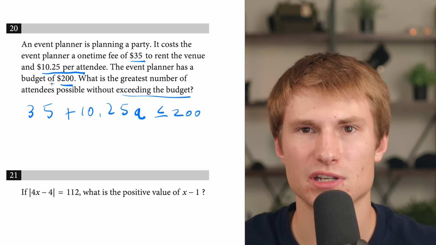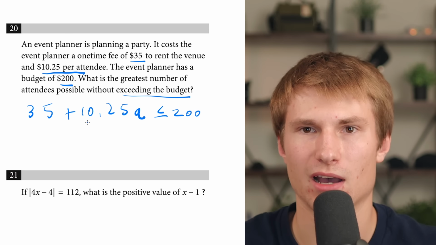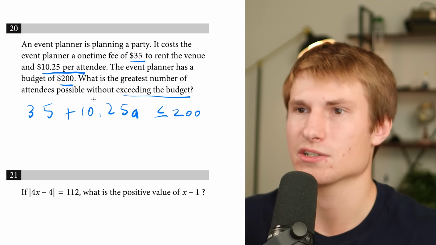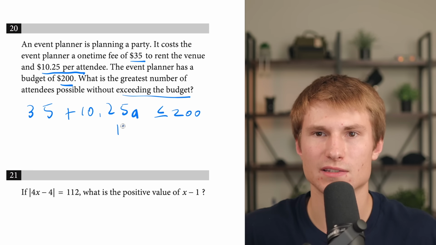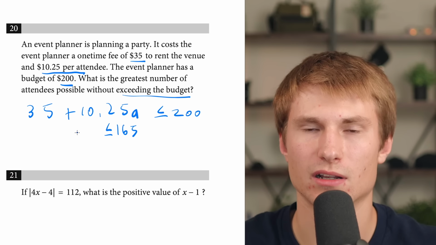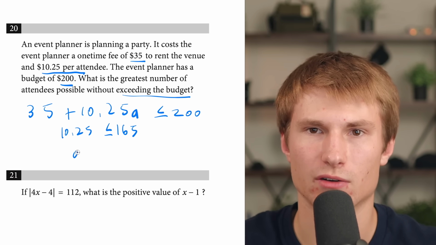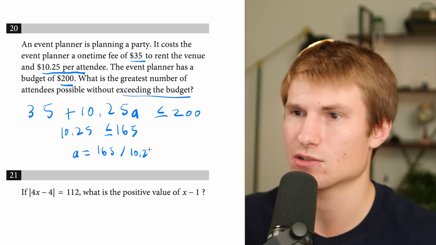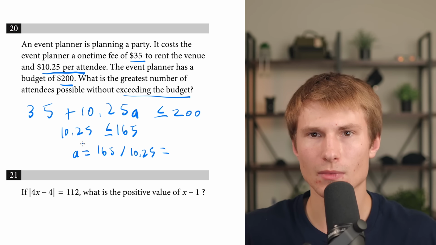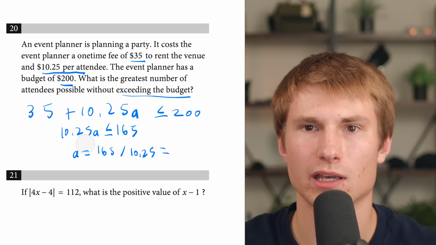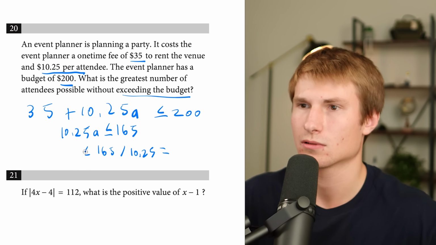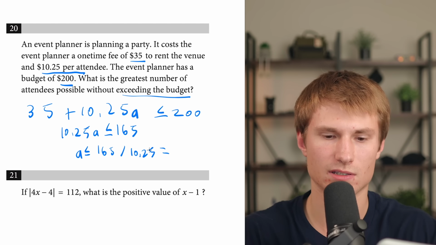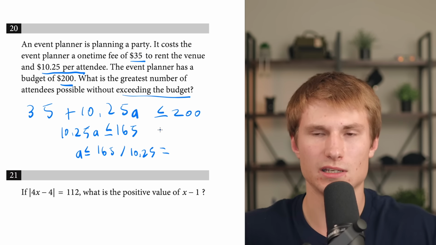All right, so we've got our equation down. Keep in mind, $35 is a one-time fee, so we just add that, and then we have 10.25 times A, which kind of looks like a Q, so I'll just rewrite that as an A. What's the greatest number of attendees? Let's solve this. We subtract 35 from both sides. That gives us 165, which must be greater than or equal to 10.25A. To solve for A, we divide both sides by 10.25. Keep in mind this still has to be greater than or equal. Let's put that in the calculator. 165 divided by 10.25 is going to be 16.09.